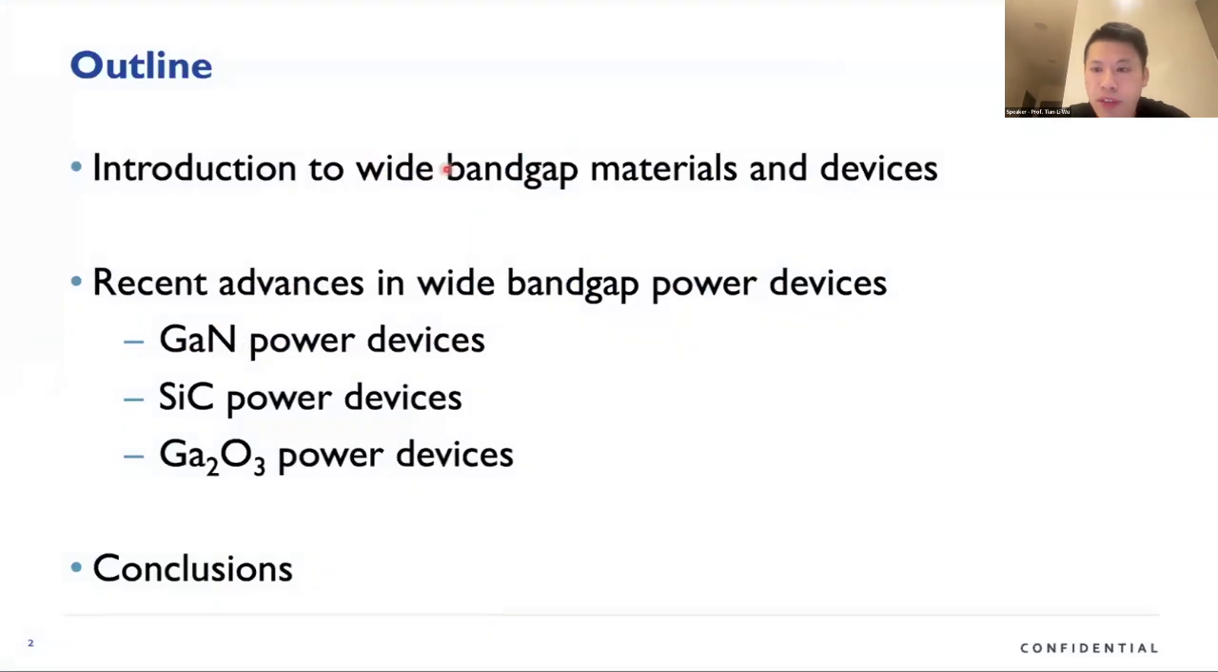Okay, so first, this is the outline for today's talk. First, I will introduce the wide bandgap materials and devices. And the second part, which is the main topic for today, is I will review the recent advances in wide bandgap power devices. Especially, I will put the main focus on three very promising next generation power semiconductor devices. The first one is gallium nitride, the second one is silicon carbide, and the third one is gallium arsenide.